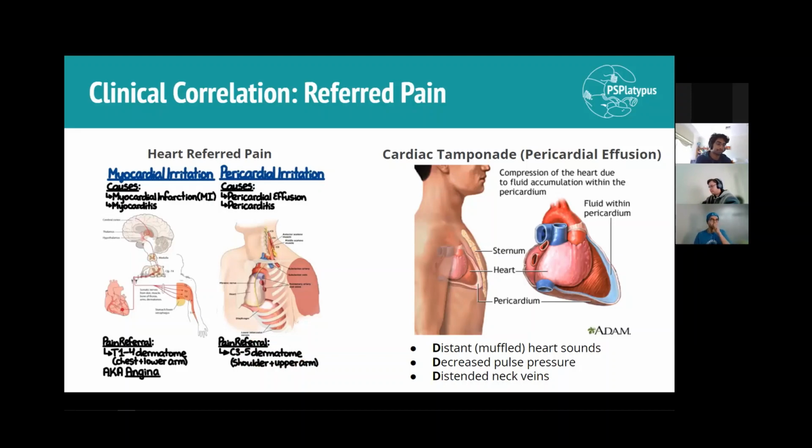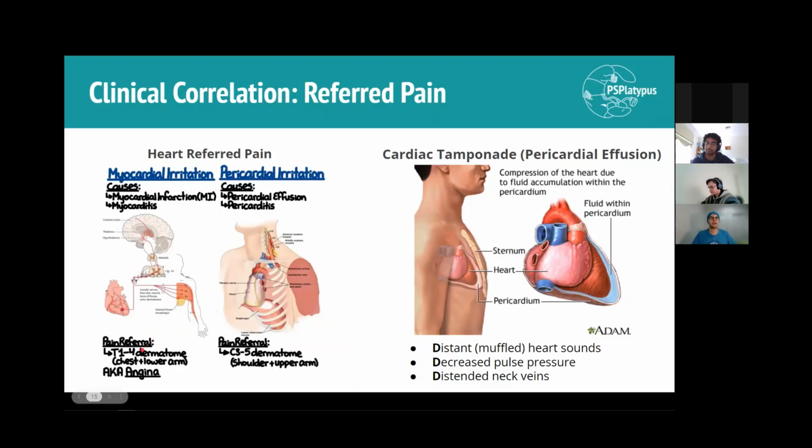we might see, I guess, myocardial referred pain becoming more towards the pericardial referred pain as the pathology spreads out and affects the pericardial layer as well. I'll talk about that in a second as well.